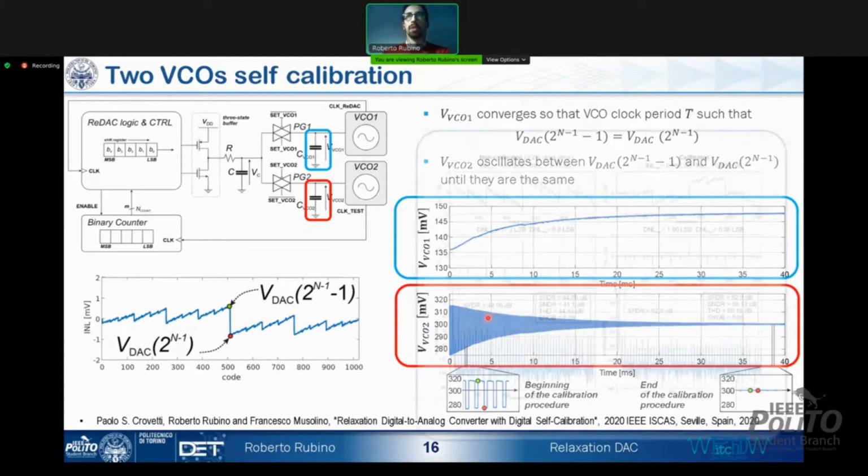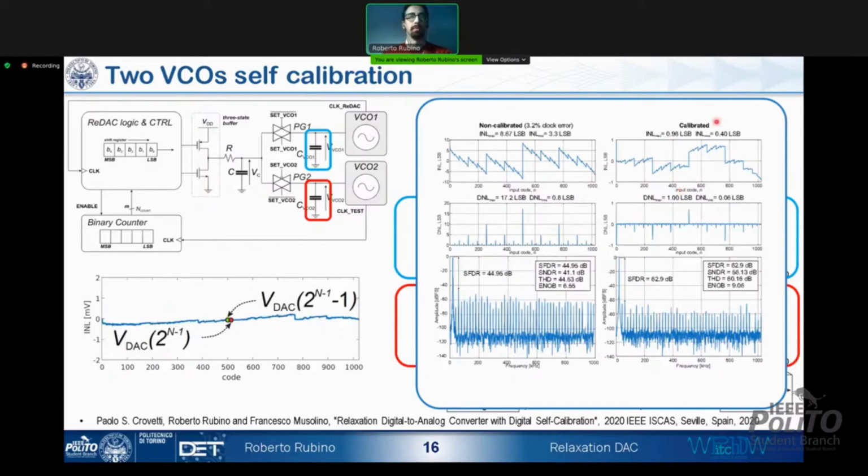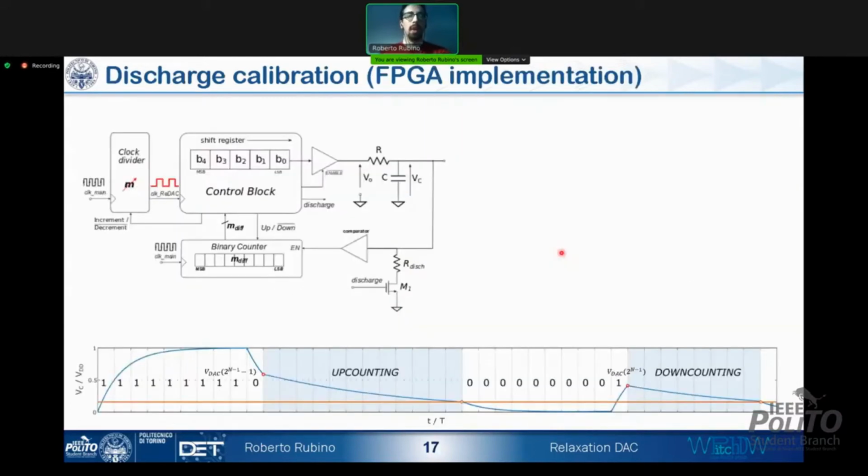After calibration, we can see that the post-calibration static performance and dynamic performance are improved to provide 9 effective bits and less than 1 LSB on 10 bits of static nonlinearity. A different architecture has been proposed, which is suitable not for an IC implementation, but for an FPGA, mostly digital implementation.